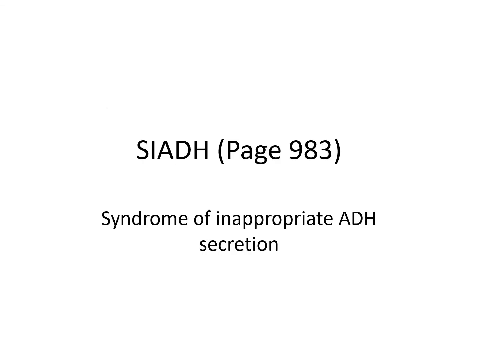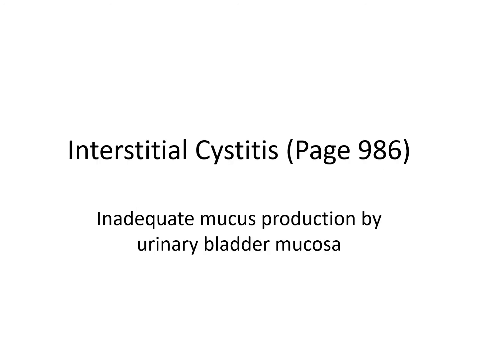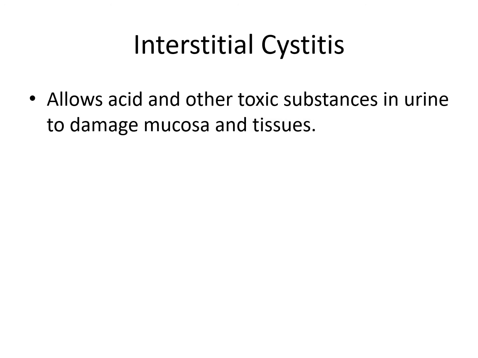SIADH is syndrome of inappropriate ADH secretion. So you can get an idea what will happen here. It's hypersecretion of antidiuretic hormone, and as a result, you have excessive fluid retention leading to decreased plasma osmolarity and high urine osmolarity. Interstitial cystitis is inadequate mucus production by the urinary bladder mucosa. And of course, the mucus is protecting the epithelial lining, and so this will allow acid and other toxic substances in the urine to damage the mucosa and tissues.